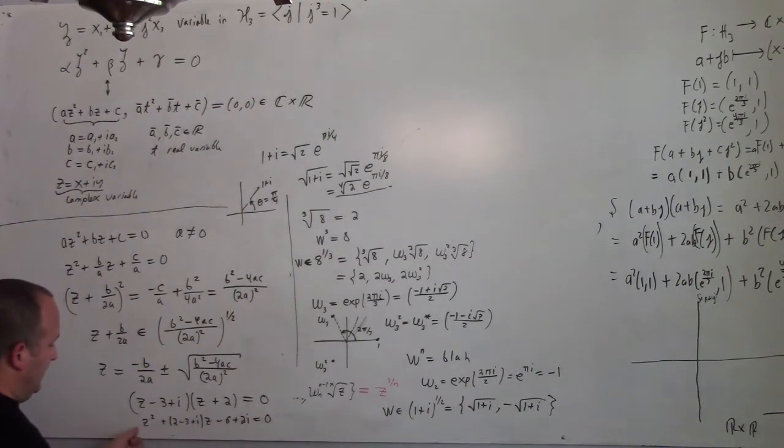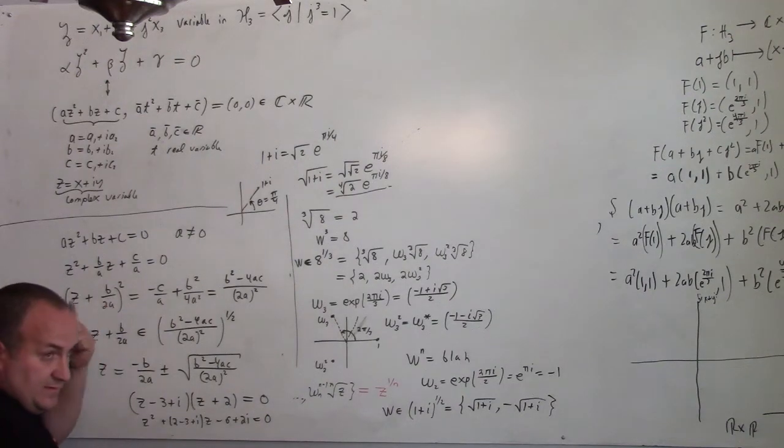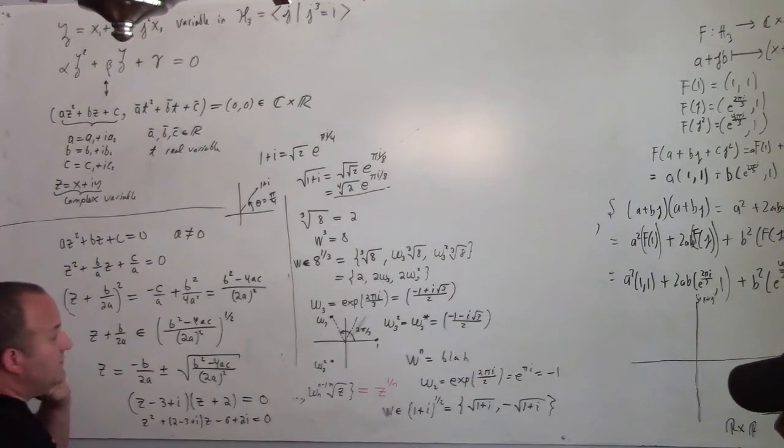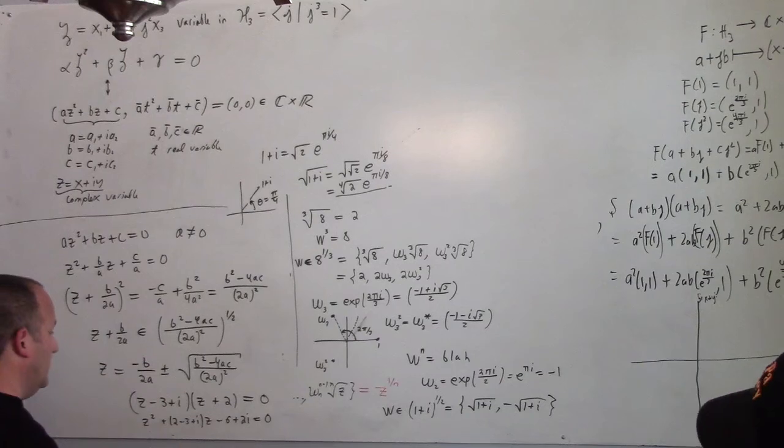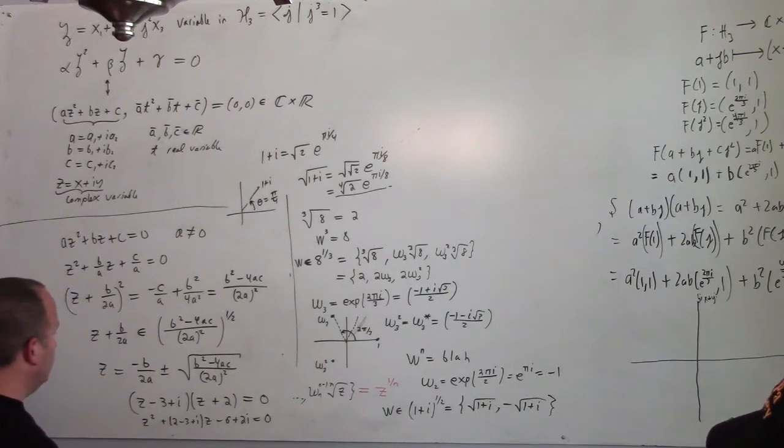As you can see, the coefficient A is 1, but B and C are complex coefficients. But nevertheless, this calculation is general. There are always two, possibly distinct, solutions to the quadratic equation for complex numbers.